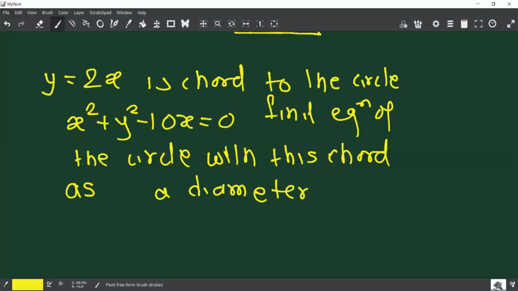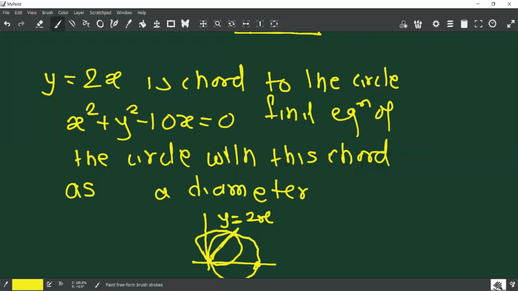Perfect. How did you get it? First, you know how to draw this. Put y is equal to 0. So the values of x are 0 and 10. So (0, 0) and (10, 0). Correct? Our circle will look like this. Now y is equal to 2x. This is the chord of the circle. Now we need to find the equation of the circle whose diameter is y is equal to 2x. You understood the sum?